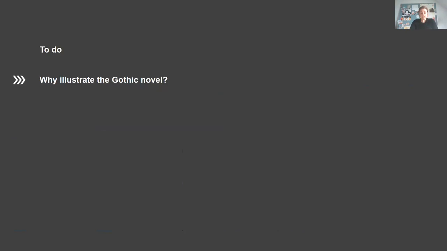First, I will lay out the historical context in which the illustration of the Gothic novel blossomed. What was the background that the audience now expected books to not only offer a compelling story, but also to come with images? In the next step, we will then explore some images and media that influence those visualizations of the Gothic tropes and motifs.